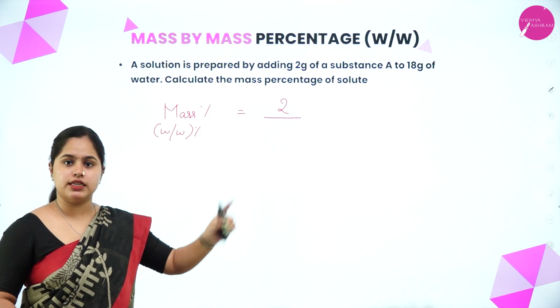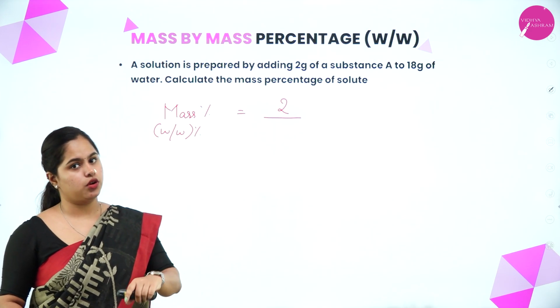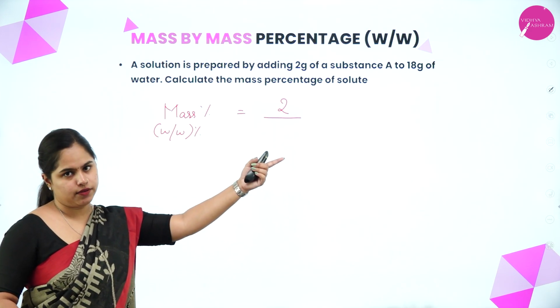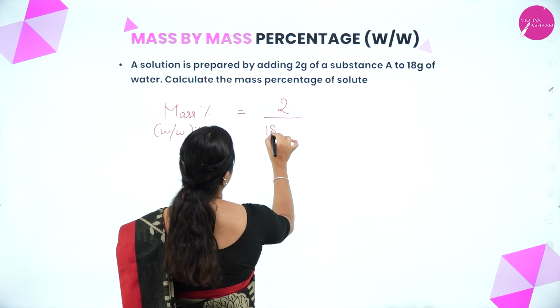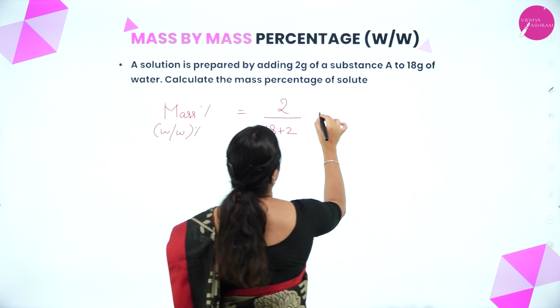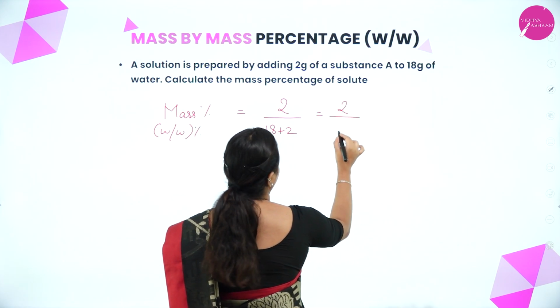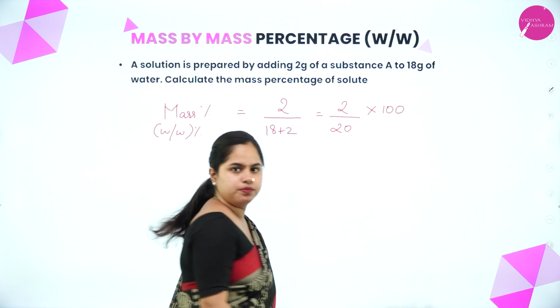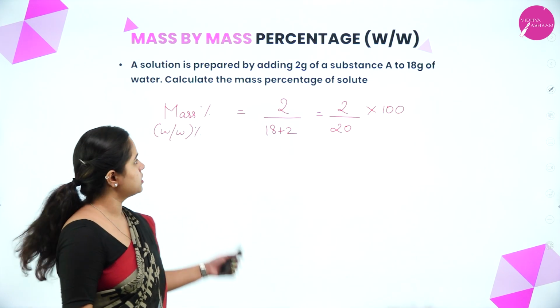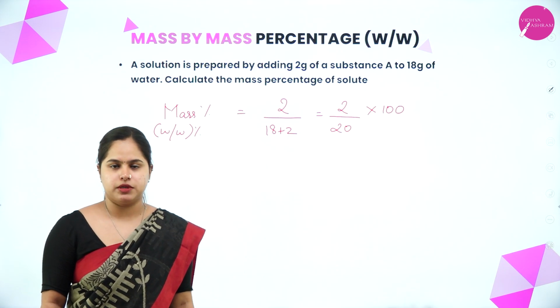So what is given here? Is it the mass of solvent or mass of the solution? Mass of solvent is given as 18. So what will be the mass of solution? It will be 18 plus 2, right? So it is 2 divided by 20 multiplied by 100. Clear? So this is how you calculate your mass percentage.